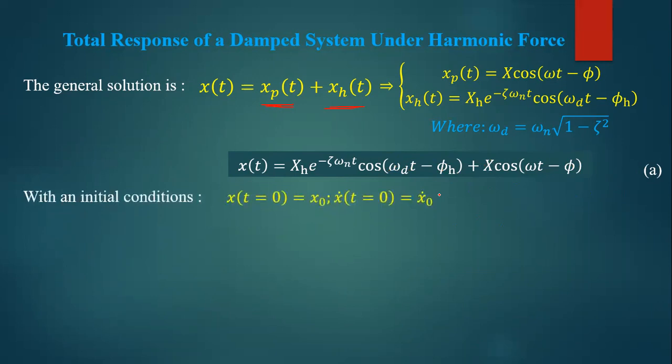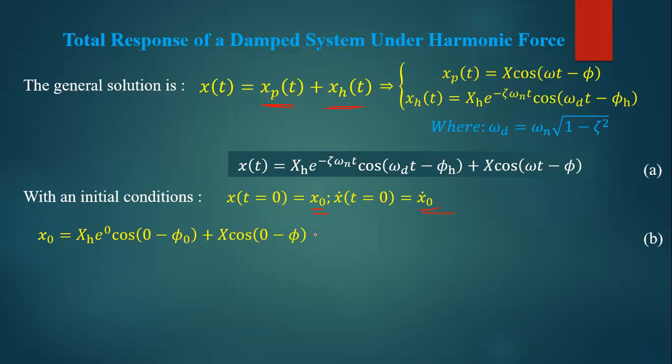So we have many variables here: φ, X, φ_h, X_h. These are all to be defined, and we can define them by applying the initial conditions, like x(t=0) gives x_0 and ẋ(t=0) gives ẋ_0. Just substituting x_0 in this equation A for t equal to 0, we can get this equation.